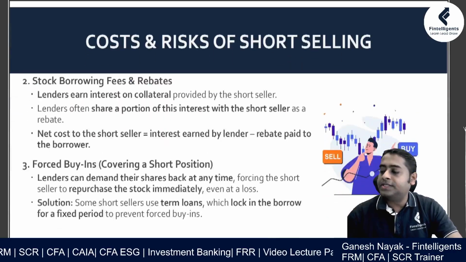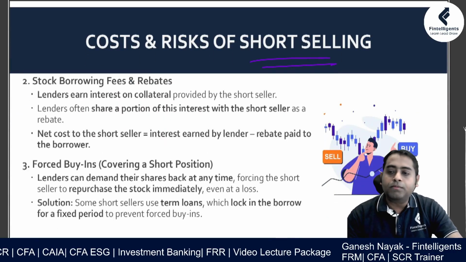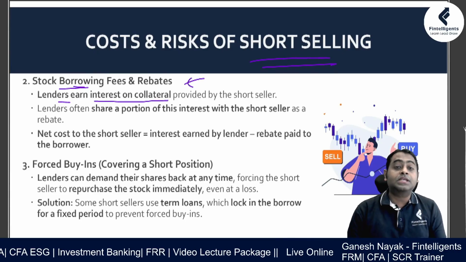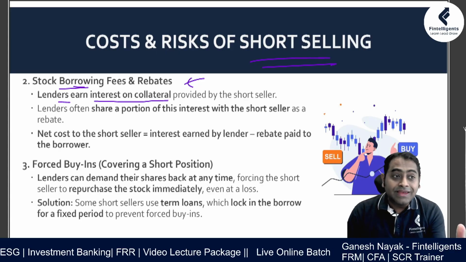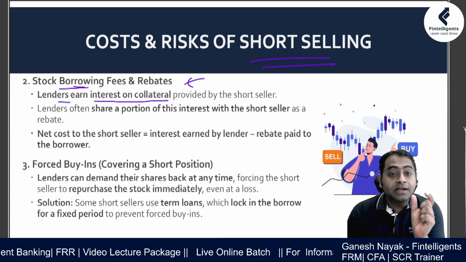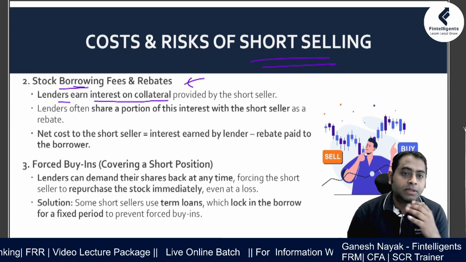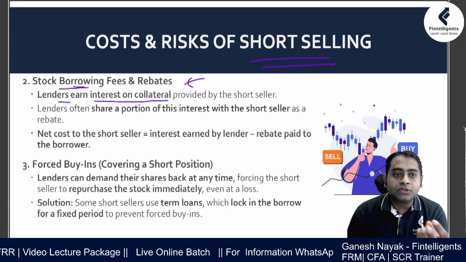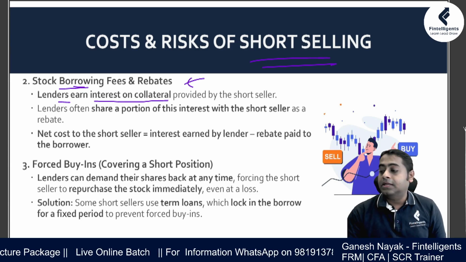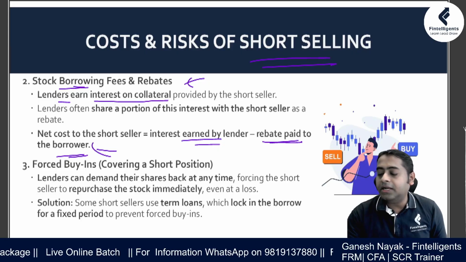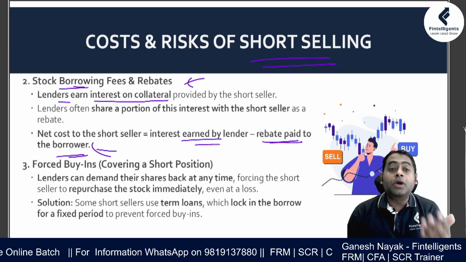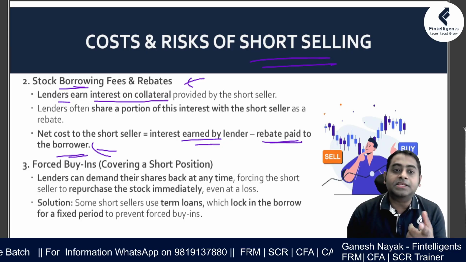Cost and risk of short selling. When you borrow the stock, the lender earns an interest on the collateral. You have given a collateral for doing short selling. If the lender is going to earn some interest, he should be paying back to you, right? That interest has to be shared. But the broker is going to think, I have given you the stock, so there is going to be some brokerage fees. So whatever interest I'm supposed to pay you, I'll minus the rebate. Rebate is nothing but the borrowing fees. You have to think of it like this, borrowing fees.